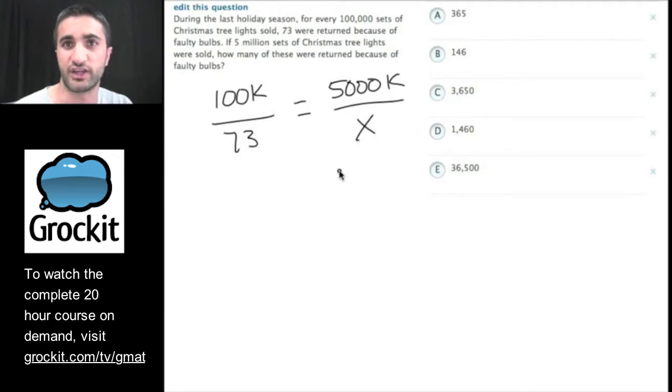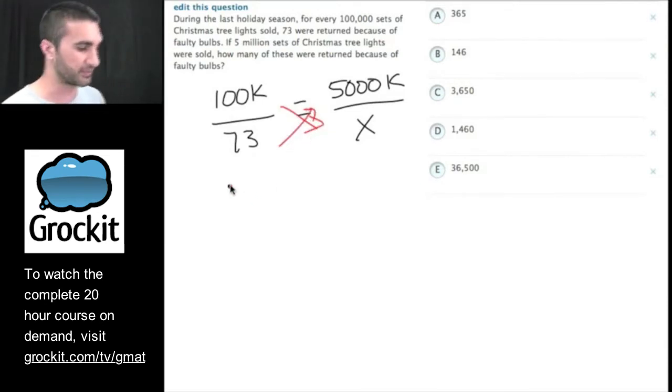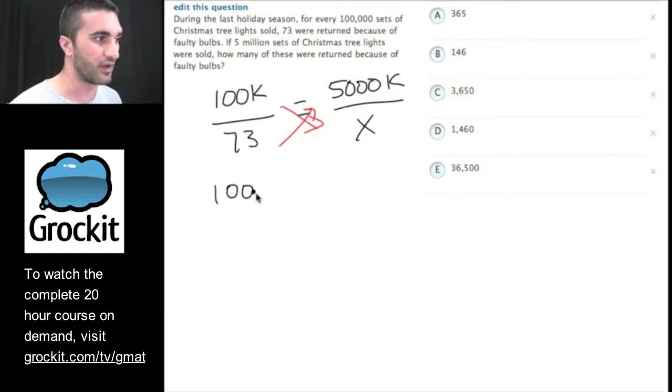So we set the two ratios equal to each other, we have a proportion, we cross multiply, so we should get this for our multiplication, and that should leave us with 100x equals, now we have 73 times 5,000.